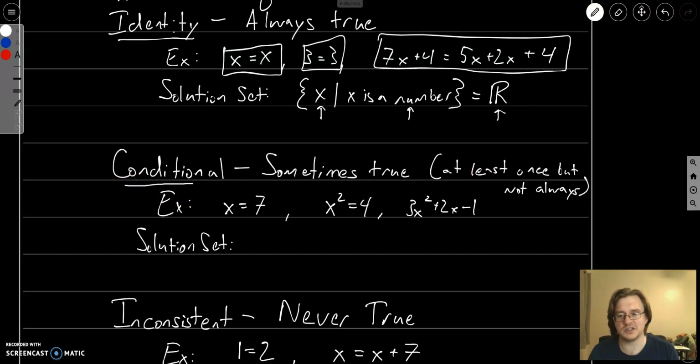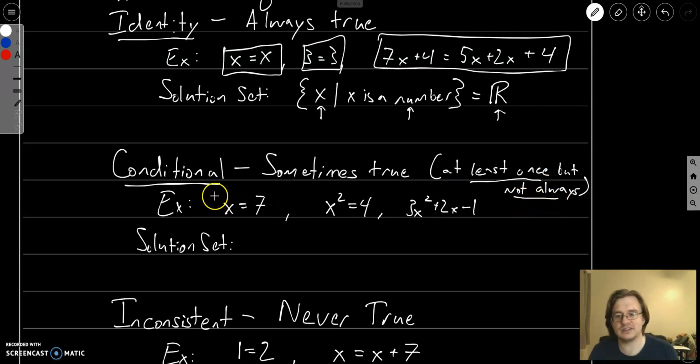So the next kind of equation is one that's not always true, but it's still sometimes true, and this is called conditional. Whether or not the statement is true depends on the value of x. So it's conditional on the value of x. In order for it to be conditional, it has to be true for at least one value, but it can't be true all the time. So it has to be true sometimes and not true others.